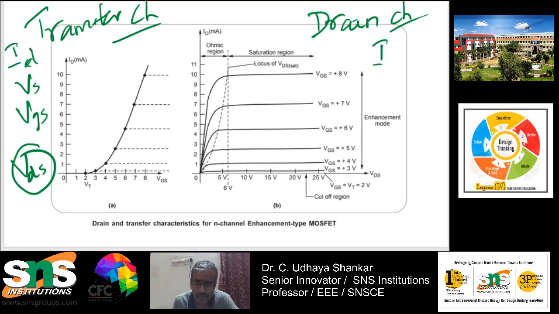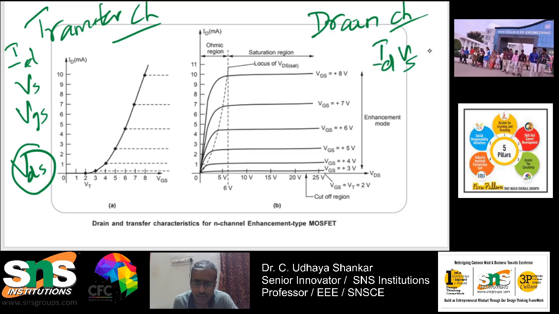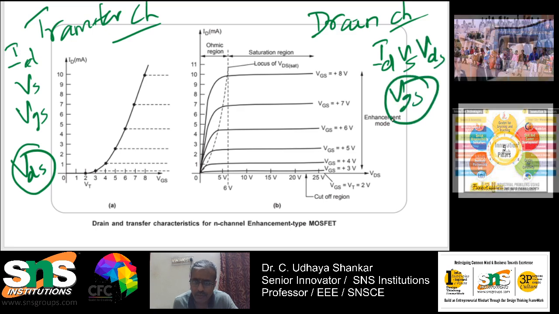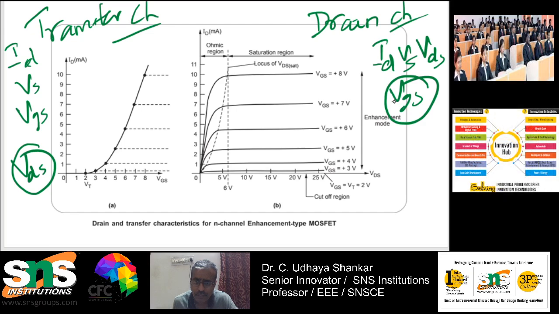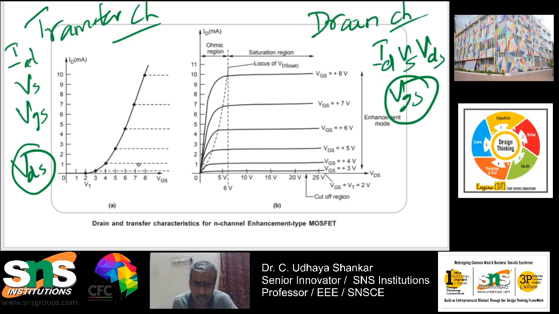It is nothing but ID versus VDS, whereas for VGS I will be having different sets of values, maintaining VGS as a constant and varying this VDS and noting down the corresponding ID. So here you can see that the plot will be looking something similar to this.